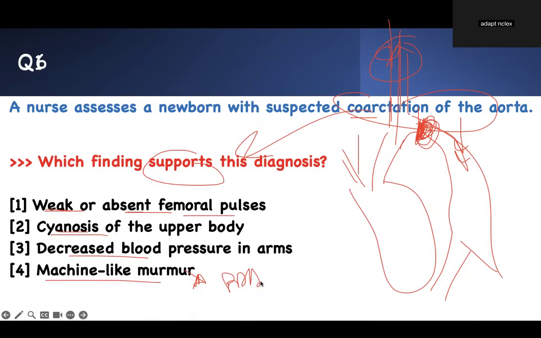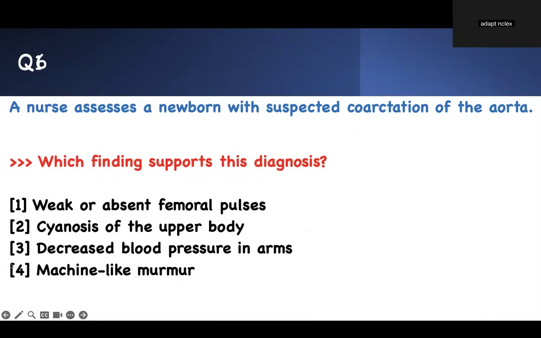We know your blood pressure in the upper extremities is going to be high. Therefore, the upper arm pressure is not going to decrease. We know this is not going to be cyanotic. We know that because there's more blood going to the upper extremities, they're not going to get blue in the upper extremities. Therefore, test taking strategy, weak absent peripheral pulses is what you should expect. Therefore, weak absent femoral pulses is what you should expect.